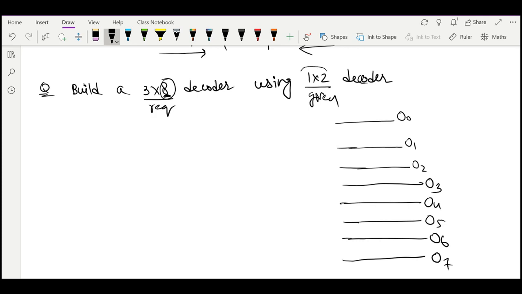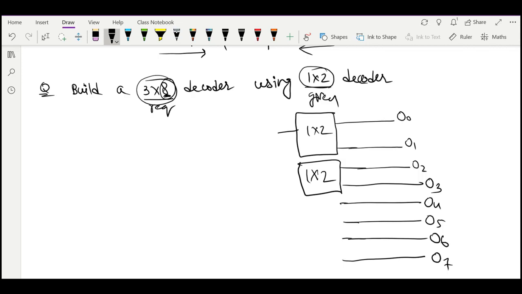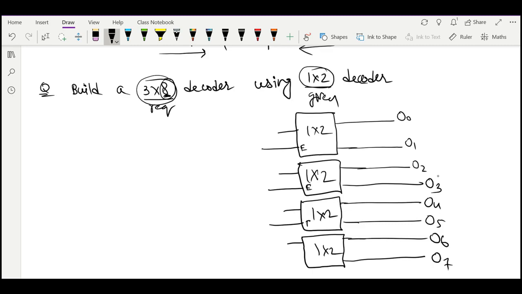Now we have only 1 into 2 decoders available, so we can use as many 1 into 2 decoders as we need in order to build this 3 into 8 decoder. So we give these two outputs from one 1 into 2 decoder, similarly these outputs from another 1 into 2 decoder, this is 1 into 2 decoder again, and this is 1 into 2 decoder again. Each decoder will have one input and one enable input. So this is one enable input and the other one is the input to our decoder.